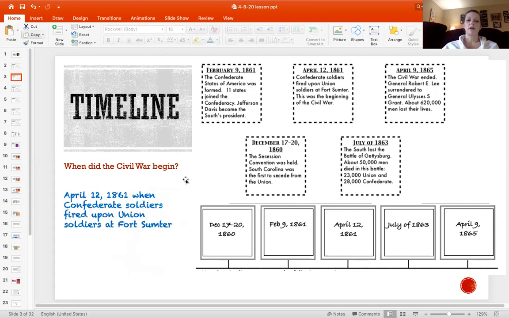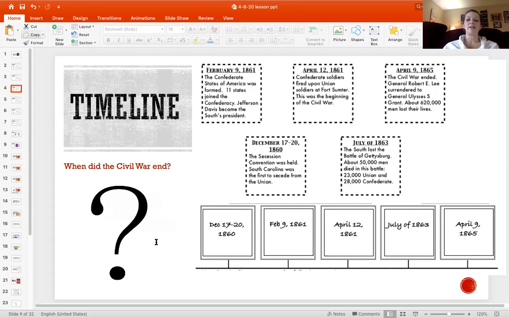If you answered April 12, 1861, when Confederate soldiers fired upon Union soldiers at Fort Sumter, you are correct. And that was found right here where it says Confederate soldiers fired upon Union soldiers at Fort Sumter. This was the beginning of the Civil War. There were other events that took place before that, but April 12, 1861 was the official beginning of the Civil War. Let's see what other questions we have.